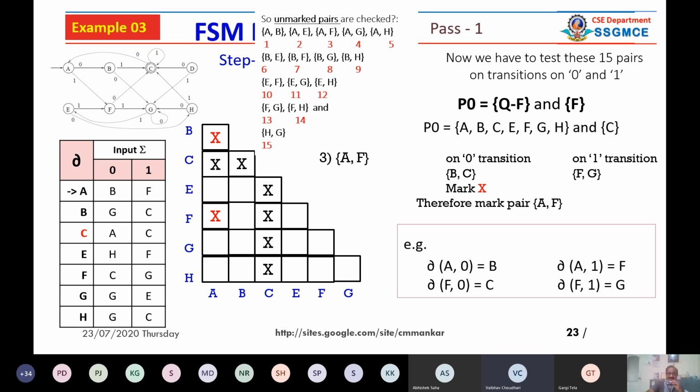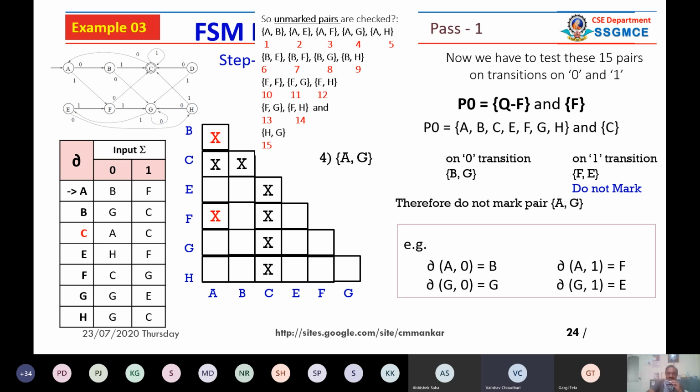तीसरा पेयर हो गया. In this way, fourth pair is there, that is the AG. AG on 0 goes to BG. AG on 1 goes to FE. So again, what is happening? BG is on the left part. FE is on the left part. That's why there is no need to mark.